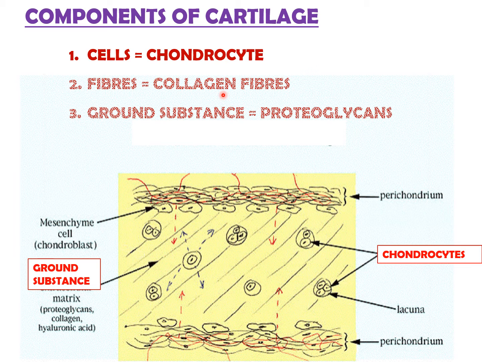The collagen fibers present in cartilage are chemically distinct from those in most other tissues. They are described as type 2 collagen fibers. However, type 1 collagen is present in fibrocartilage and perichondrium. Elastic cartilage contains elastic fibers. Third, there is the ground substance or matrix: proteoglycans, collagen, hyaluronic acid.